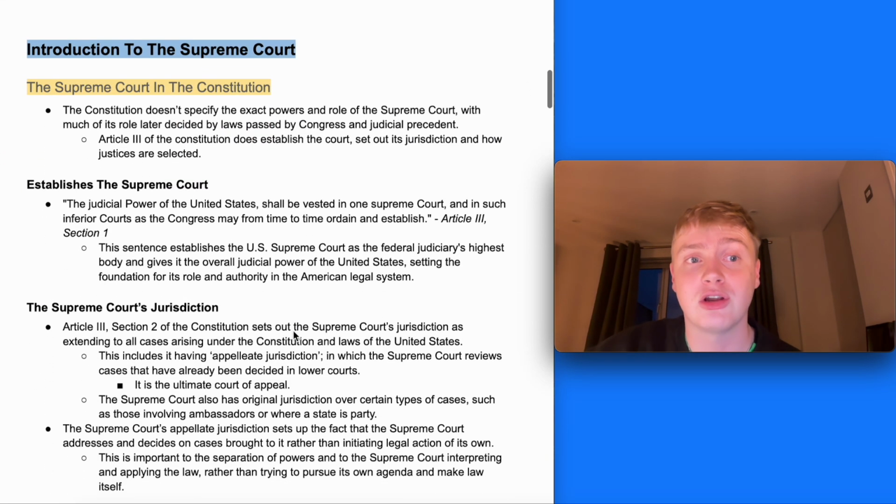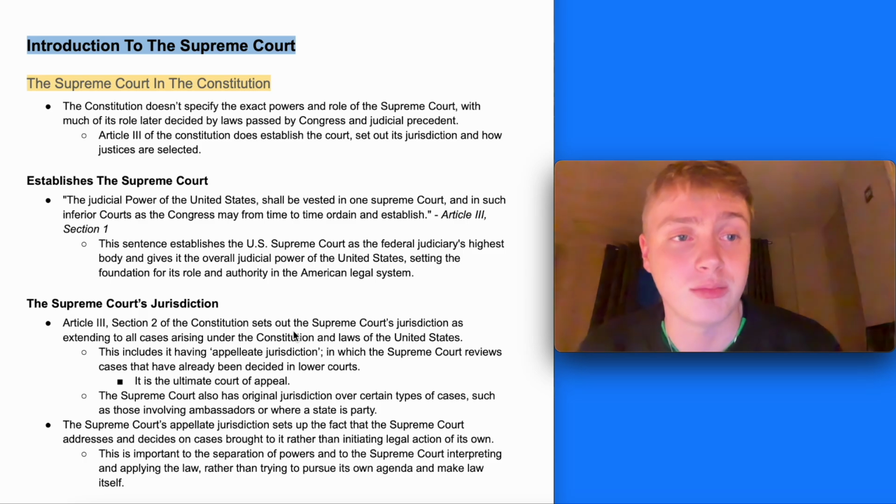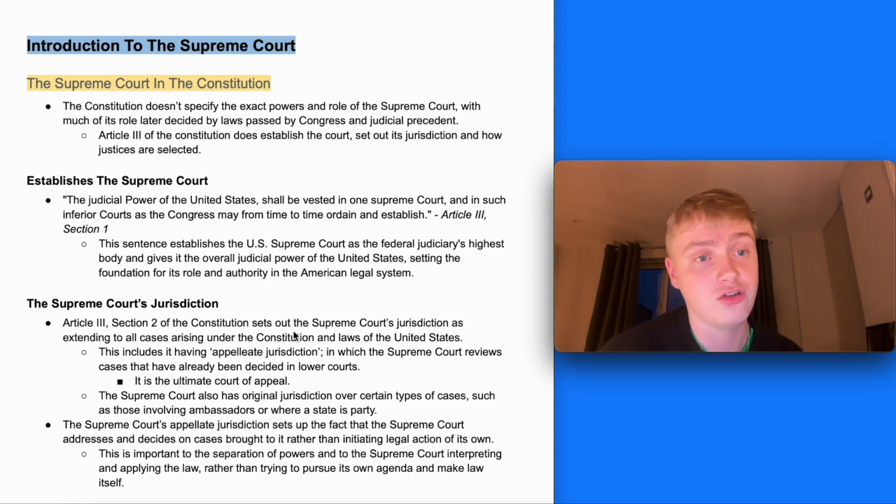So yeah, starting off, let's have a look at the introduction to the Supreme Court, starting off with the Supreme Court in the Constitution. The Constitution doesn't specify the exact powers and role of the Supreme Court, with much of its role later decided by laws passed by Congress and judicial precedent. But Article 3 of the Constitution does establish the court, set out its jurisdiction and how justices are selected.